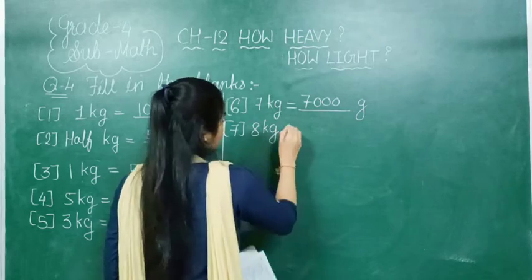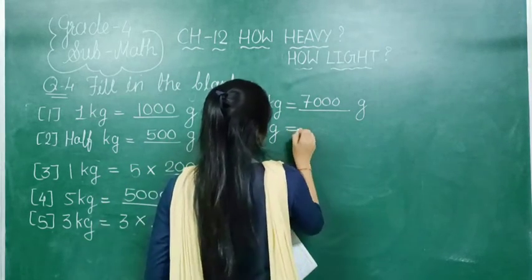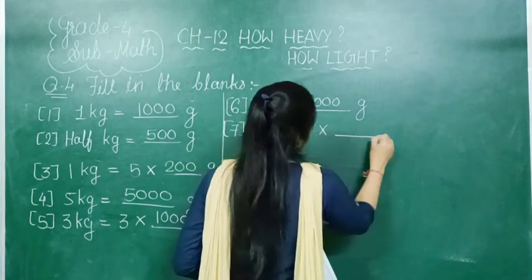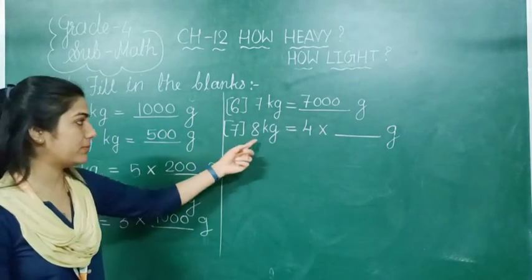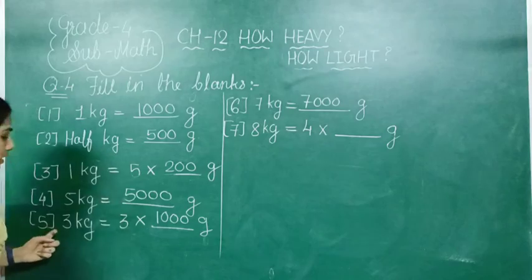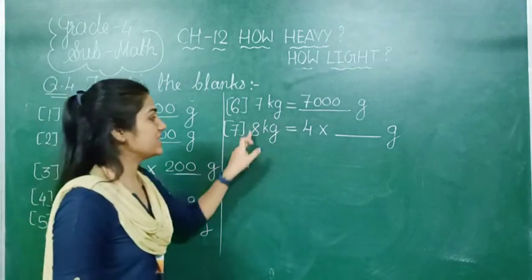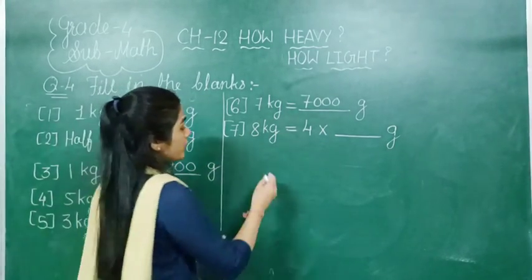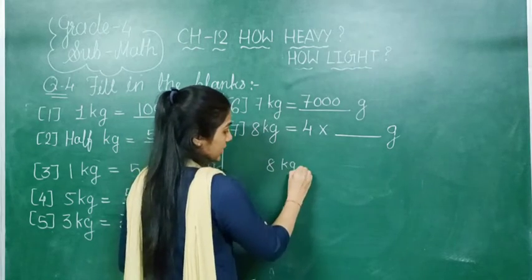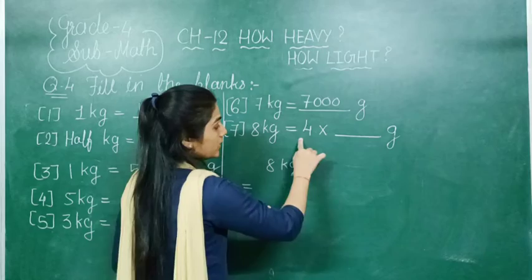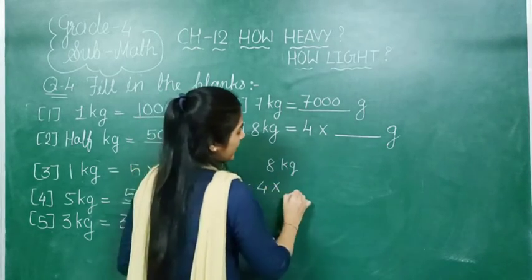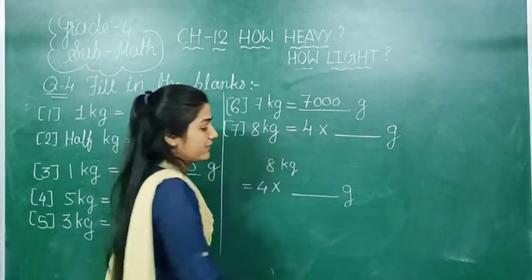8 kg is equal to 4 multiplied by blank gram. Alternate fill in the blanks are given. Again the same kind of blank is given like this. Number 5. See, we want to make 8 kg, so firstly we will write 8 kg. Now you can observe that from the 8 kg, 4 is given. Multiplied by blank gram means this we have to find.